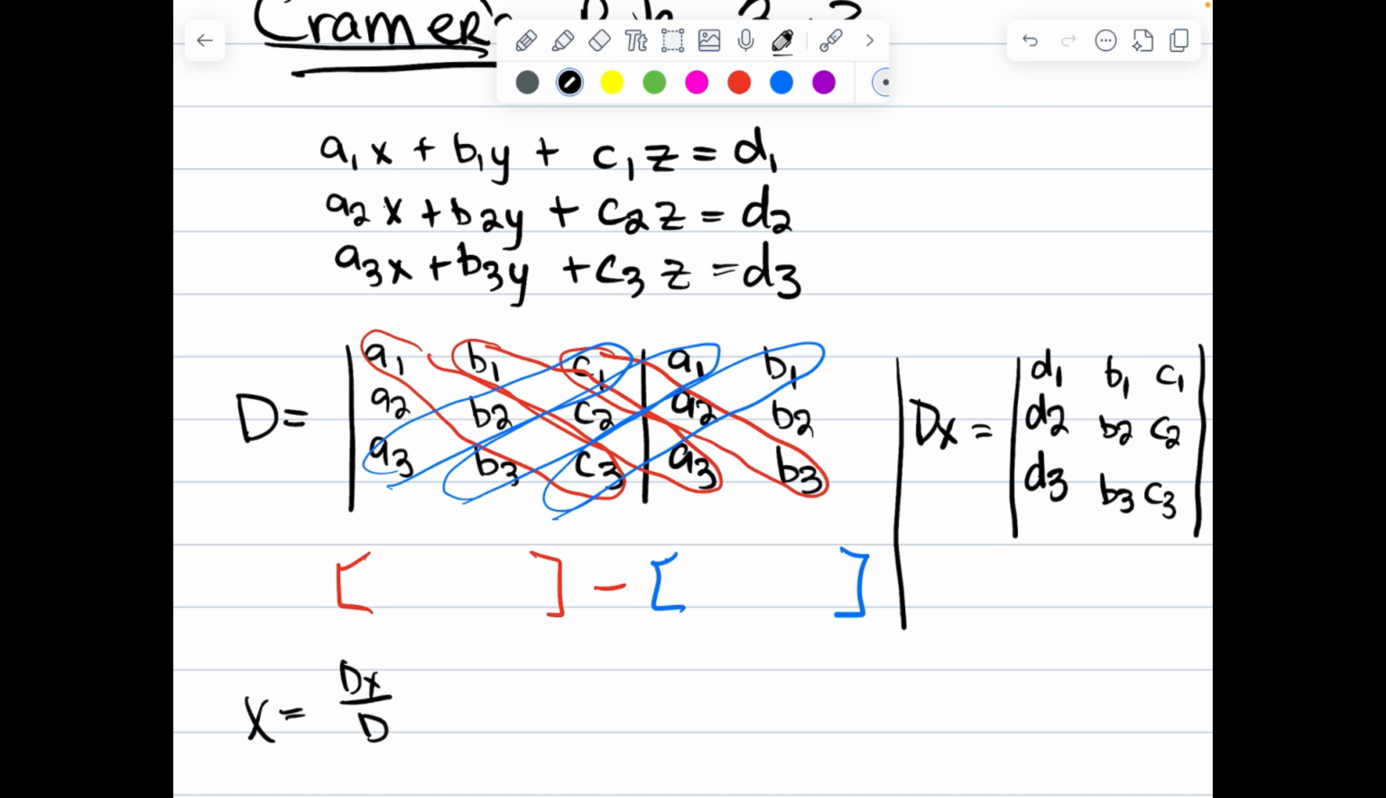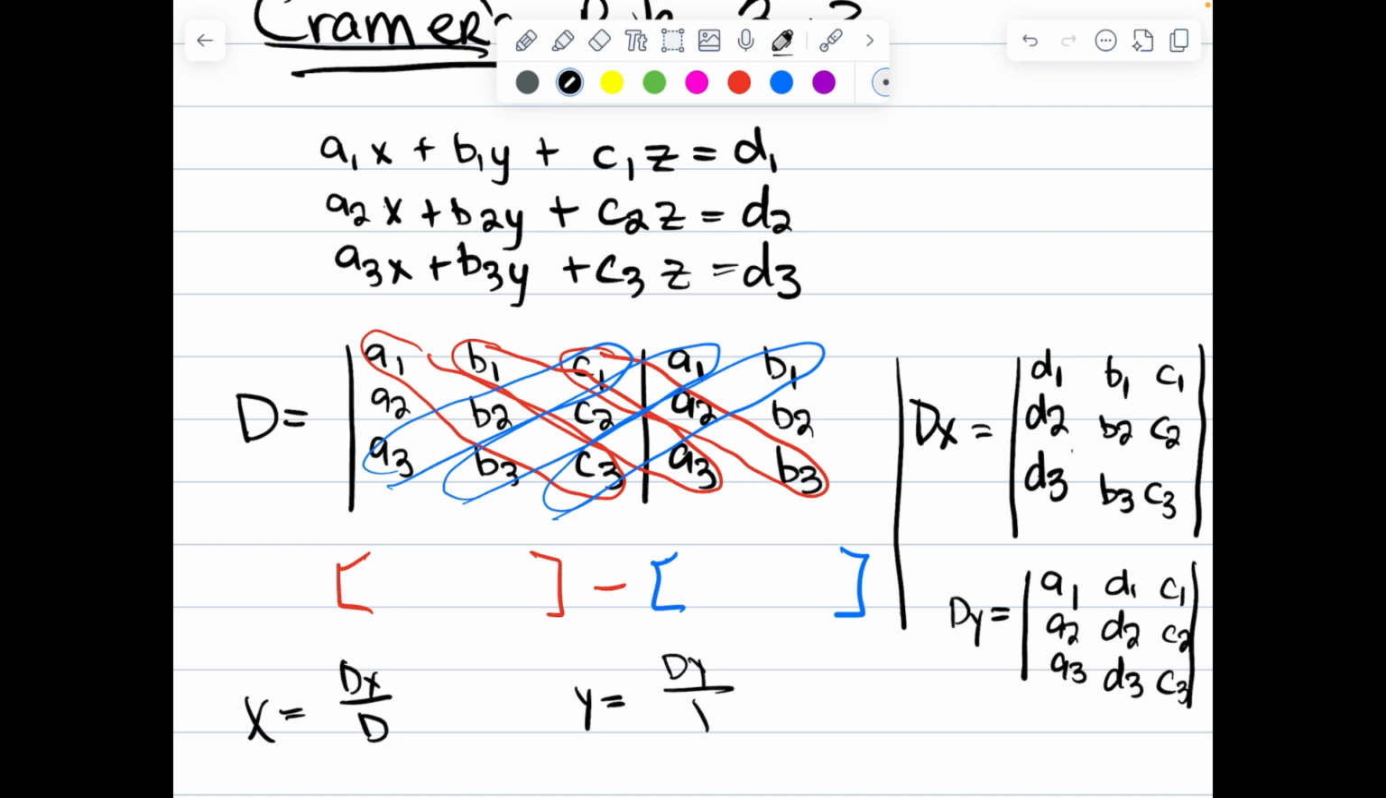d. Right? And then if we want to find our y, which we could do our dy as well, that means we would be replacing the y column with the d1, d2, d3, and we would leave the x column as is. So that'd be a1, a2, a3. Replace the y column with d1, d2, d3, and then here we go. This next example is going to ask us to solve for y. And in that case, we need dy over d.